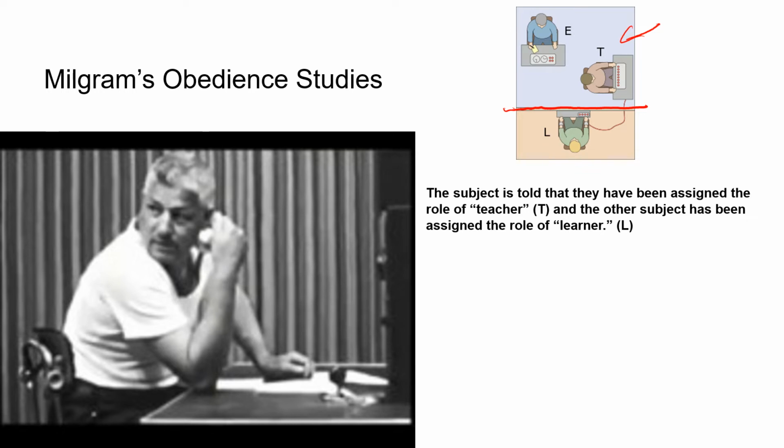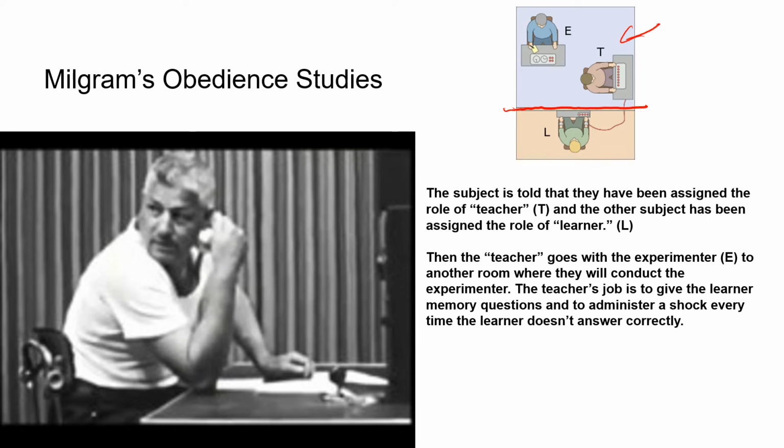The teacher was in front of a panel, and they had to ask questions. The teacher goes with the experimenter, and this is the important part: the experimenter is in the same room as the teacher. The teacher and the experimenter go into a room together, and the teacher's job is to give the learner, who's in another room, memory questions. They can only hear each other through a grate in the wall, but they can't see each other. If the learner gets the question wrong, the teacher has to give them a shock.